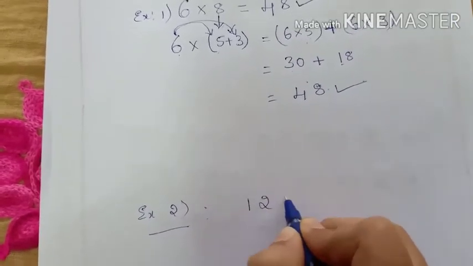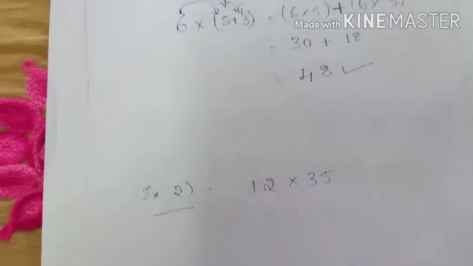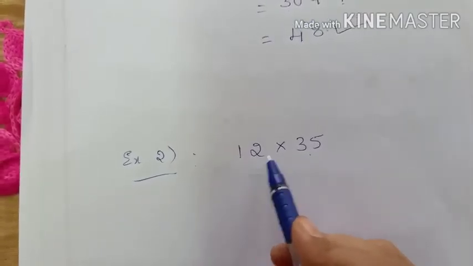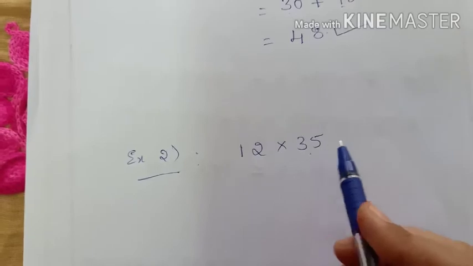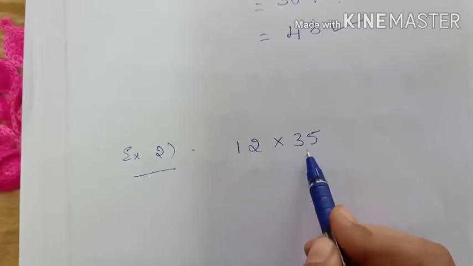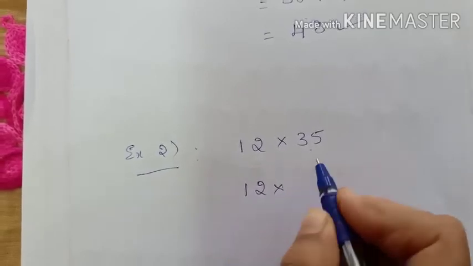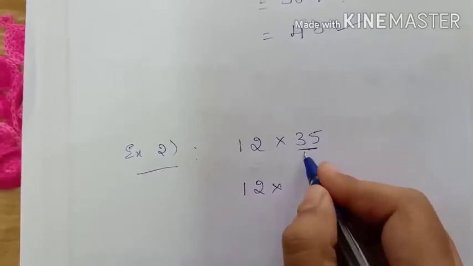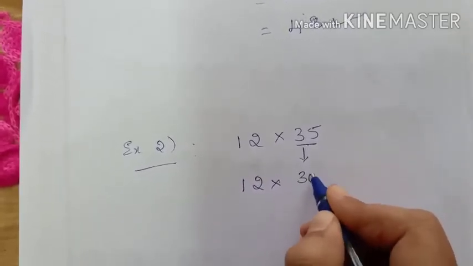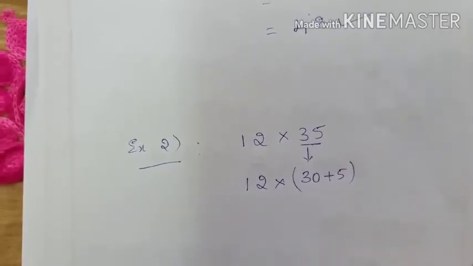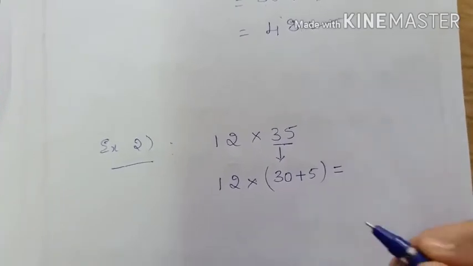So 12 into 35. It is quite tough to multiply like this, right? 12 into 35. In this moment we can split this 35 as per our convenience, as 12 into 35 can be distributed as 30 plus 5. Okay, 30 plus 5. What will be the answer?